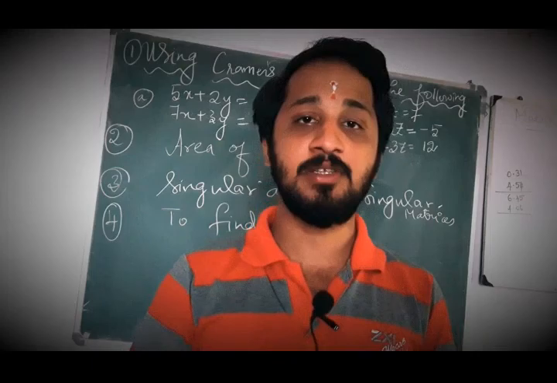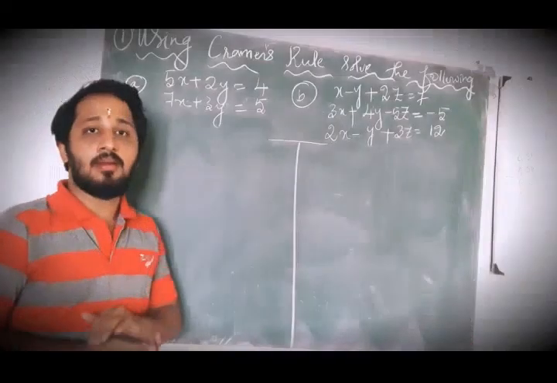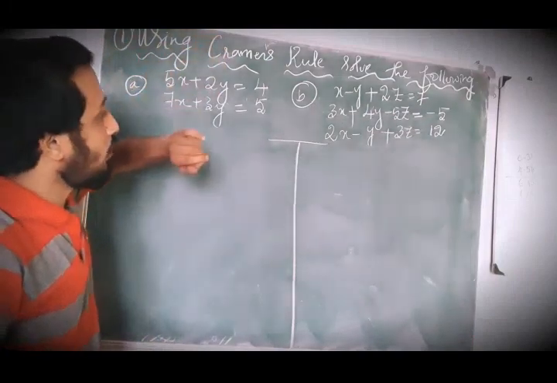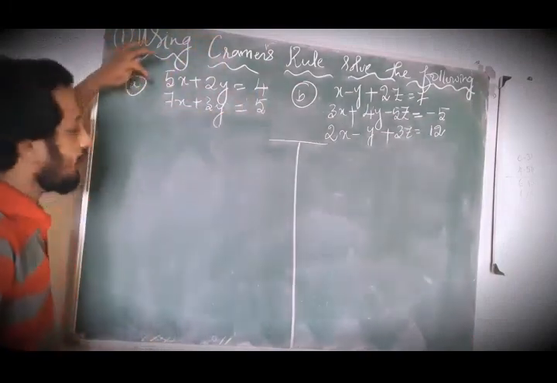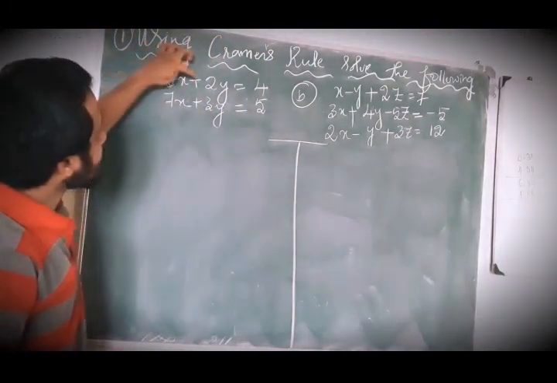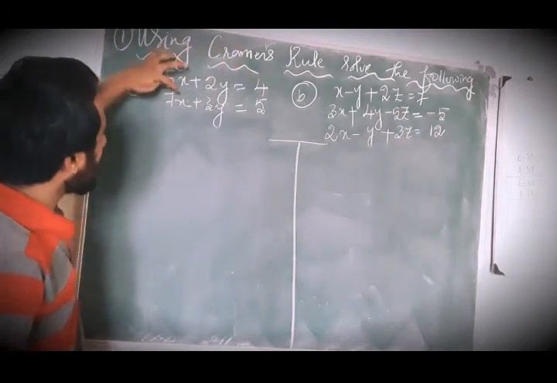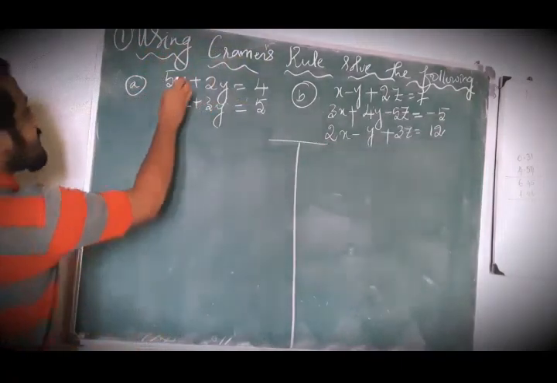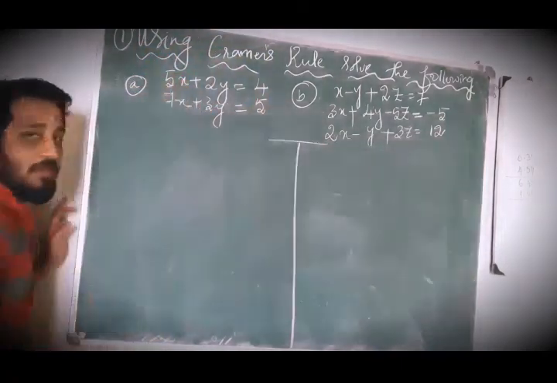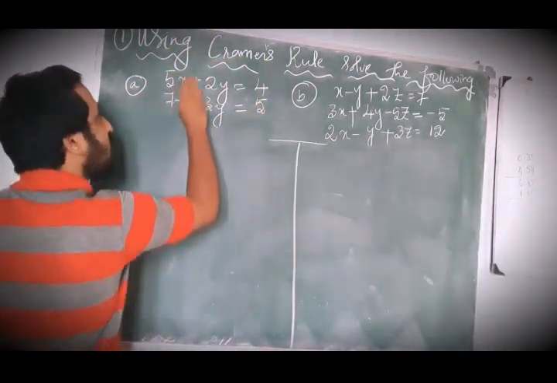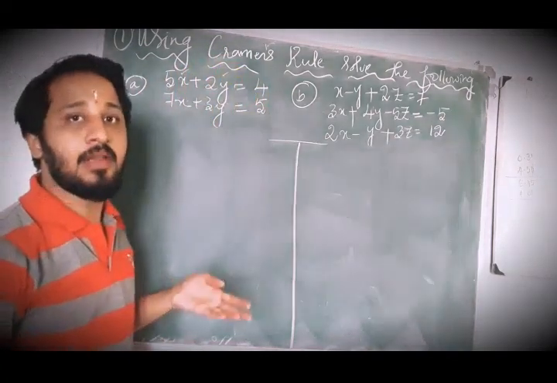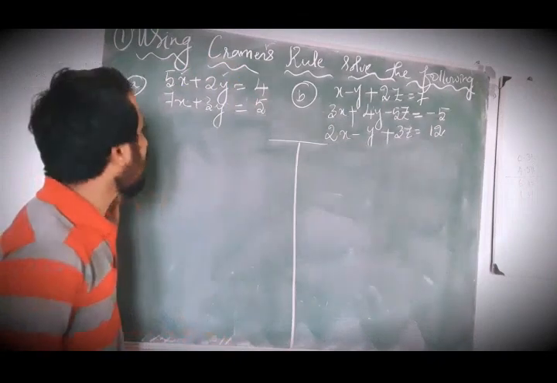Let us move on to this episode. First question, using Cramer's rule, solve the following. First subdivision, 5x plus 2y is equal to 4, 7x plus 3y is equal to 5. So this is a system of linear equations. By Cramer's rule, to find the unknown variables x and y, we use delta x by delta and delta y by delta, to find the values of x and y.